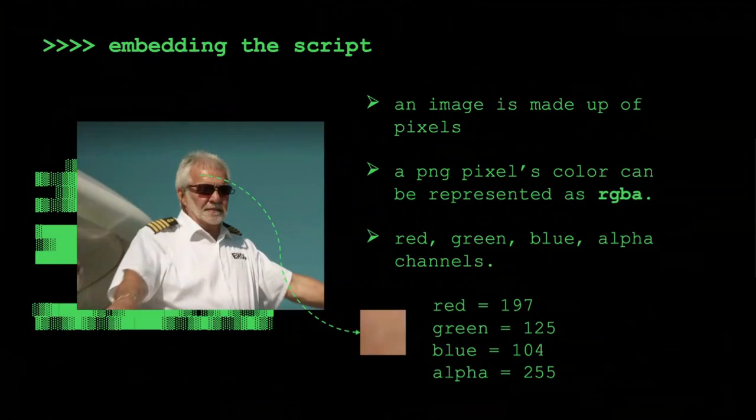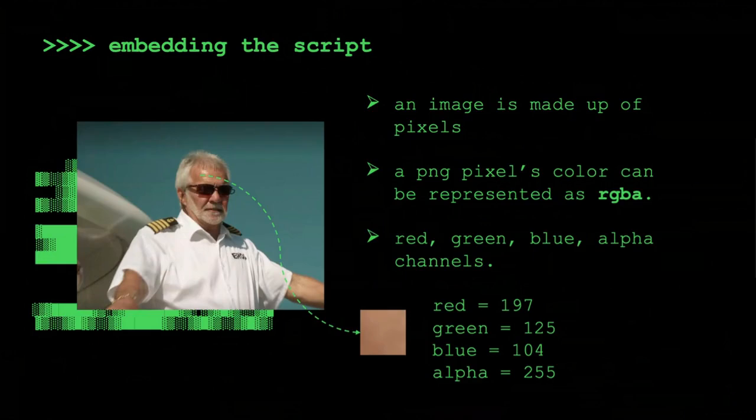This is Captain Lee from Below Deck, and what this allows us to do is what we can do. An image is made of pixels. It's just an array, like a buffer array, and it will just tell you the location of the pixel and then the color of the pixel. And if we look at a PNG pixel, the color can be represented as RGBA. That stands for red, green, blue, alpha. Alpha being the transparency, to control the transparency of the pixel.